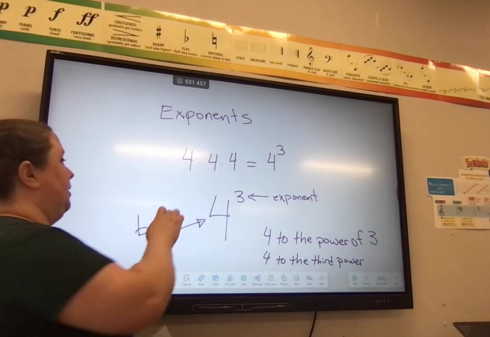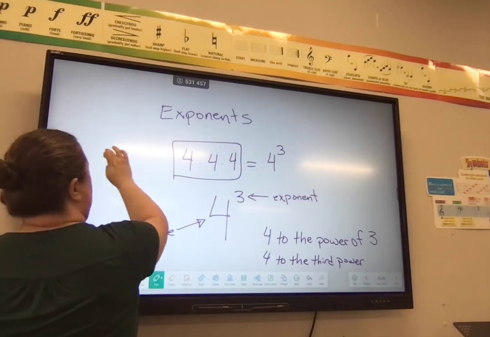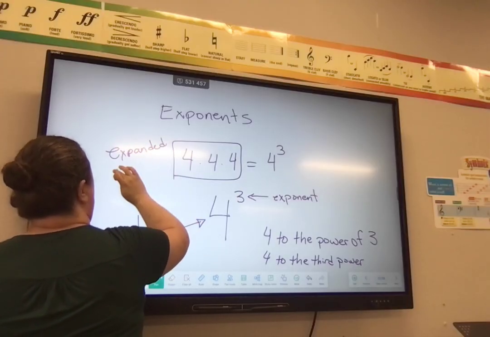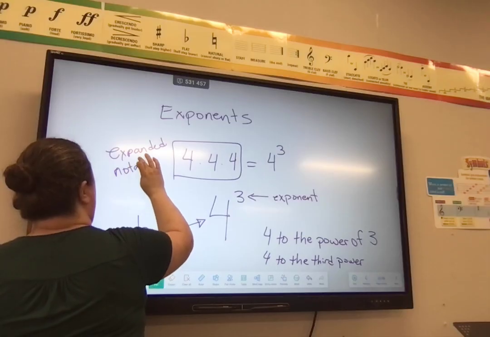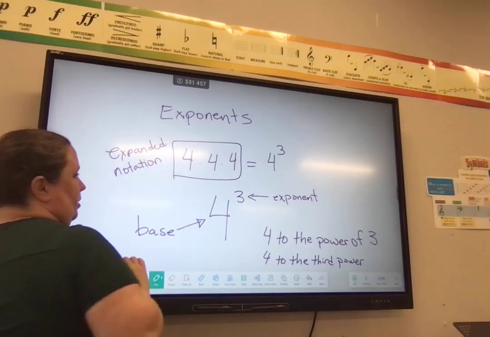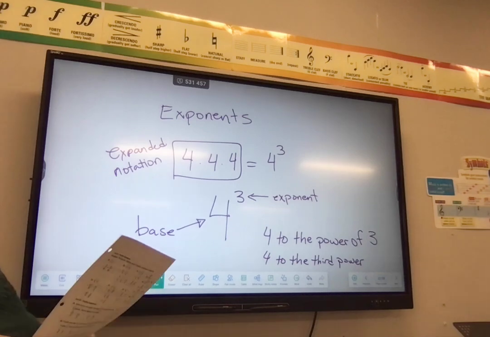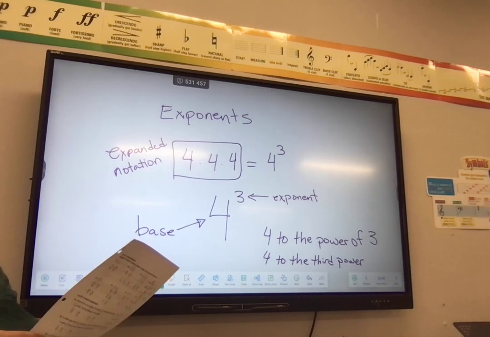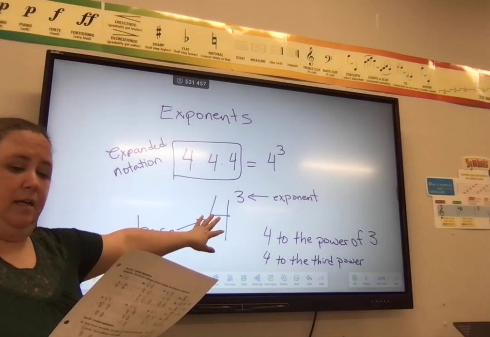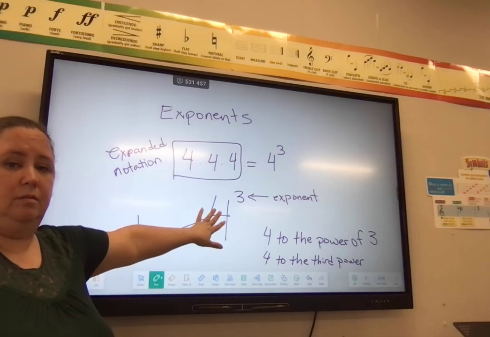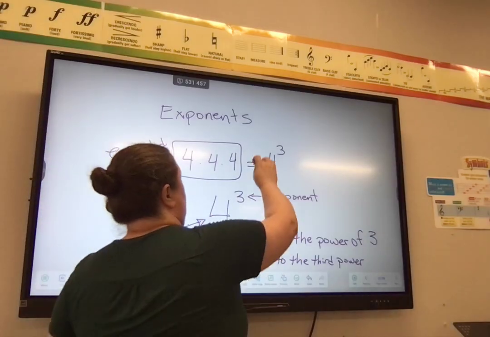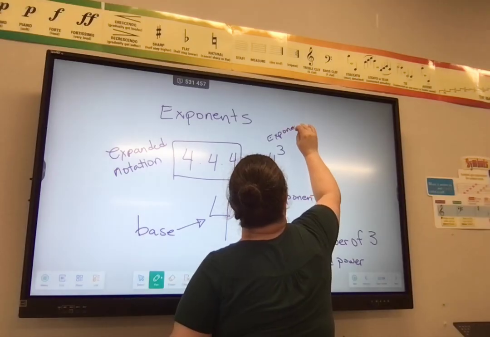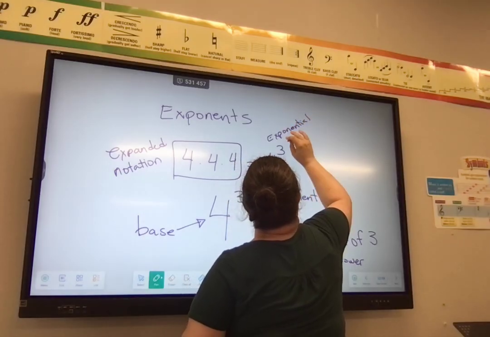All right, this right here, this is called expanded notation. This is all going in your journals, guys. Everything you see on the board needs to be written in your journal as notes. Expanded notation. Okay, and then this is called the exponential expression, the 4 to the power of 3. I'm just giving you the vocab word, exponential expression.